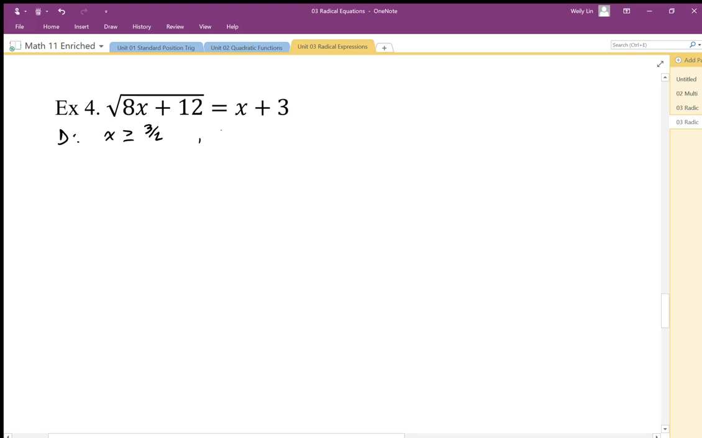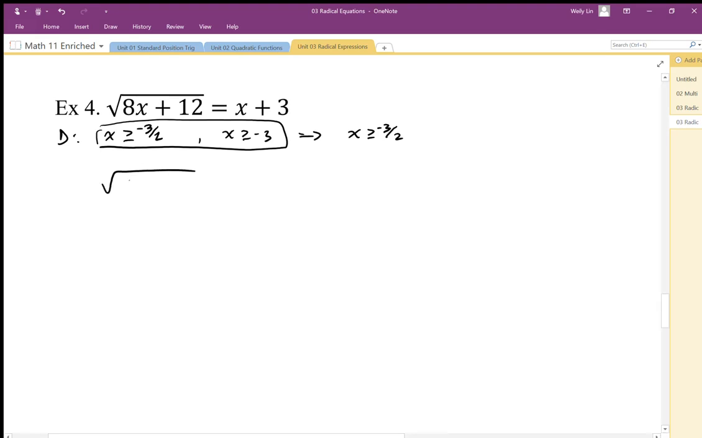And x must be greater than or equal to negative 3. So those two together is going to be x is greater than or equal to negative 3 over 2. Okay, so it's got to be bigger than negative 1.5. Okay, so there's my domain restriction. Go ahead and solve this algebraically.